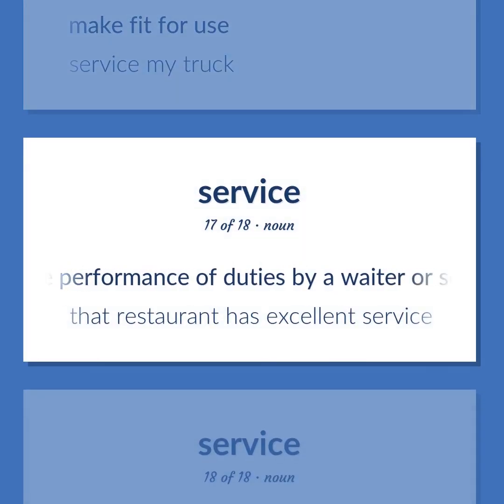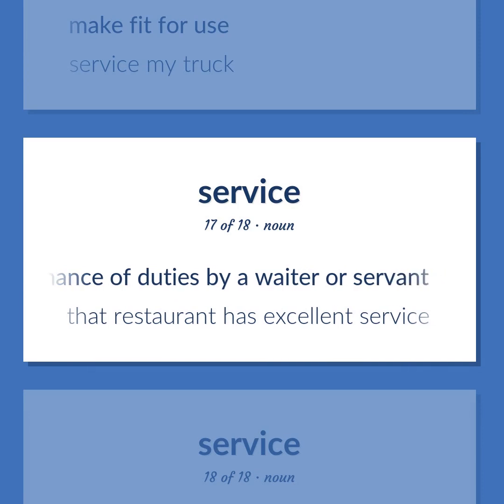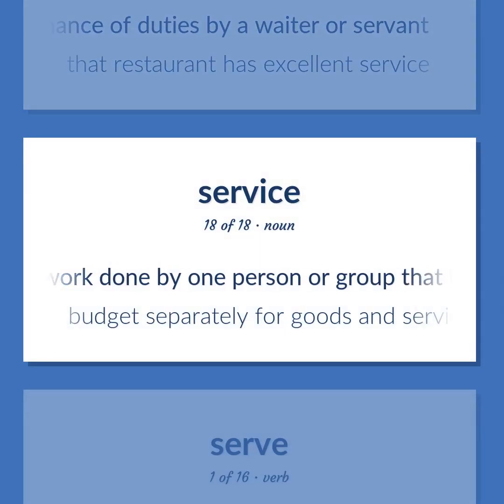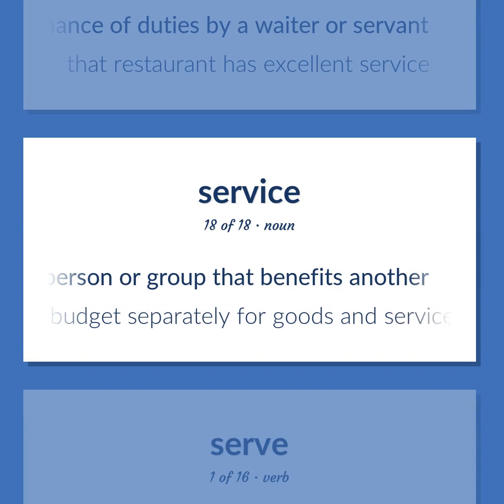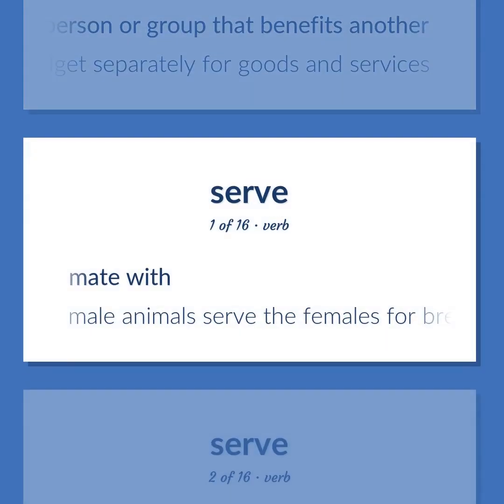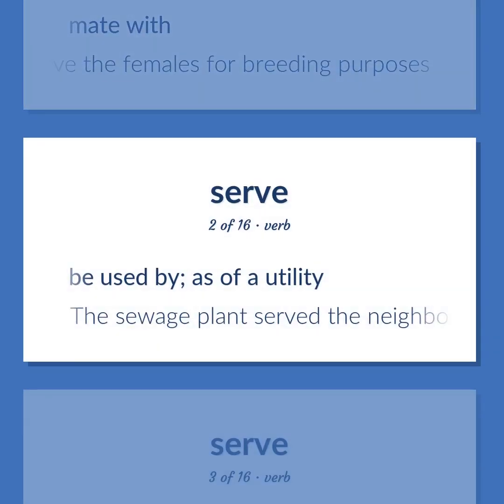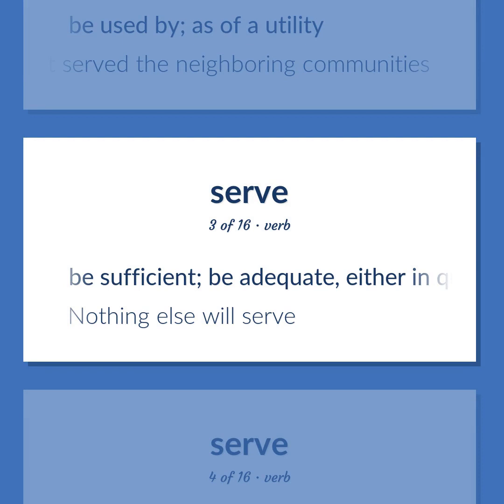The performance of duties by a waiter or servant. That restaurant has excellent service. Work done by one person or group that benefits another. Budget separately for goods and services. Mate with. Male animals serve the females for breeding purposes. Be used by, as of a utility. The sewage plant served the neighboring communities. Be sufficient. Be adequate, either in quality or quantity. Nothing else will serve.